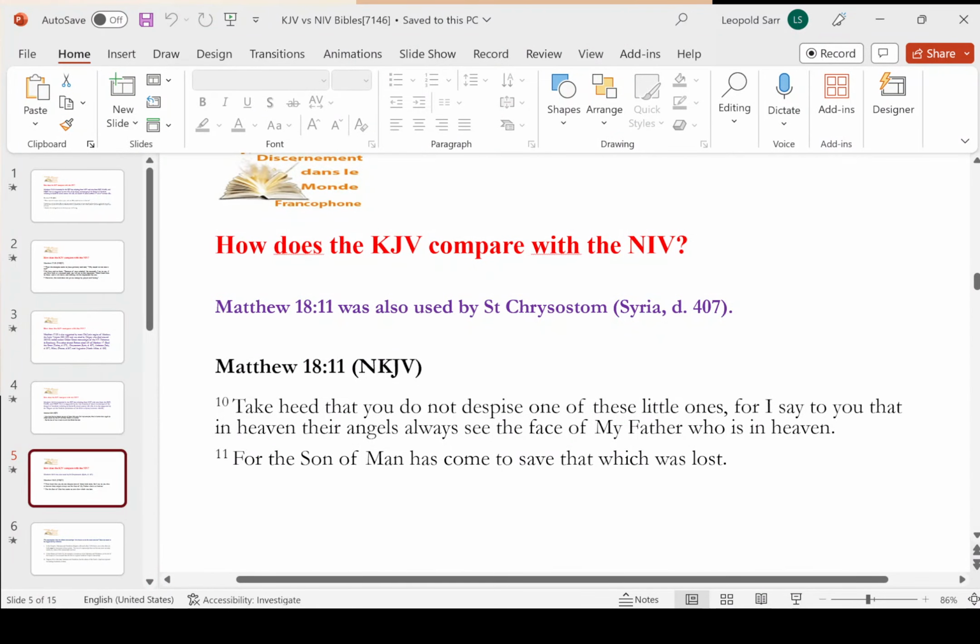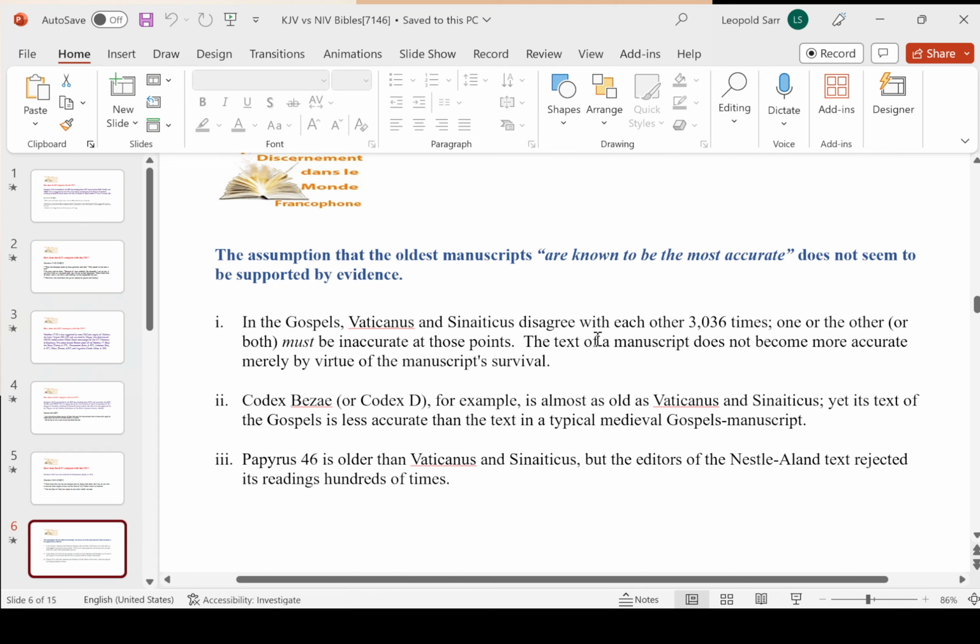Okay, so another church father, which is Saint Chrysostom, has also cited verse 11. So which means he was also using a source that includes this, which is consistent with the majority text. Which these scholars are claiming came much later, but we still do have witnesses around the time of the Codex Vaticanus and the Codex Sinaiticus. Now, 3 main reasons to show that the assumption of the oldest manuscript being the most accurate does not seem to be supported by the evidence.